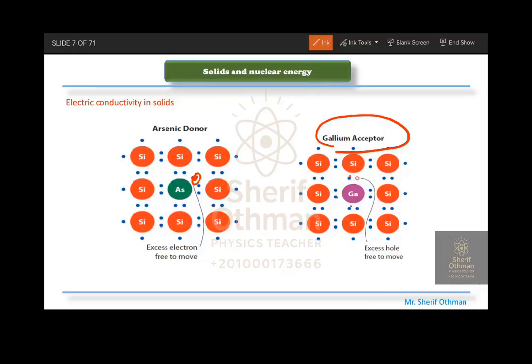So it's unable to complete or make 4 bonds, which makes a hole in the missing location of an electron. So it's going to borrow the electron from the neighboring atom. In this way, the conduction of electricity will happen by moving electrons or holes from one atom to another atom.